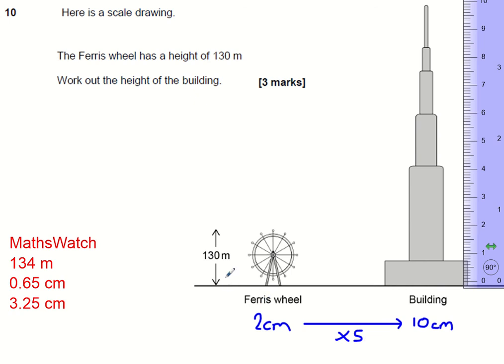In reality, the Ferris wheel is 130 metres tall, which means the building is 5 times bigger than that. And 130 multiplied by 5 is 650 metres tall. So that's the height of the building.